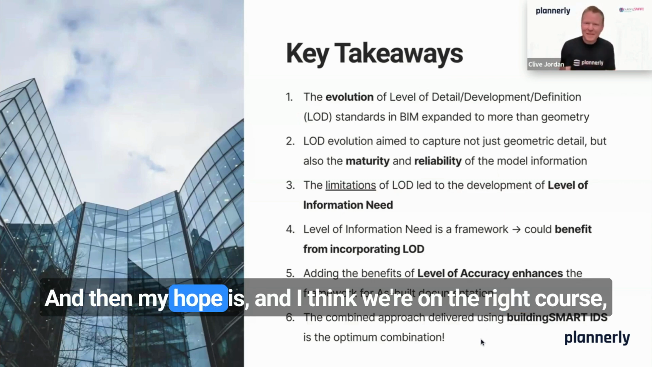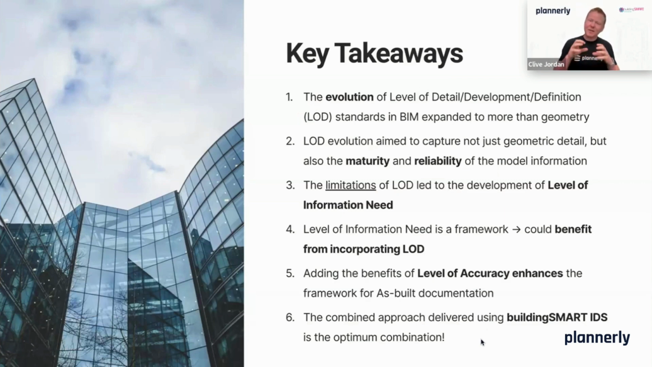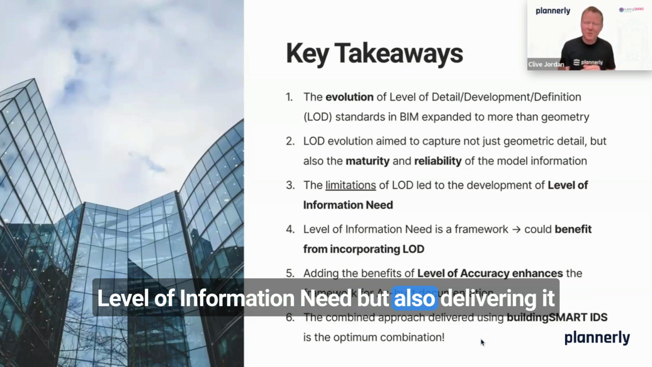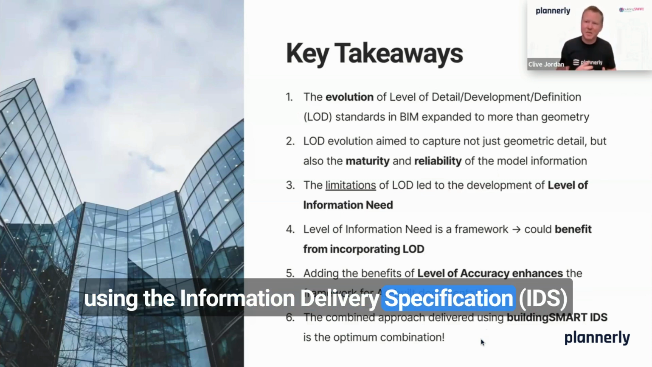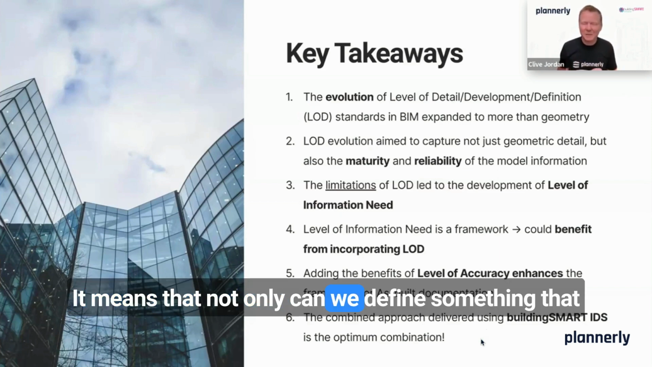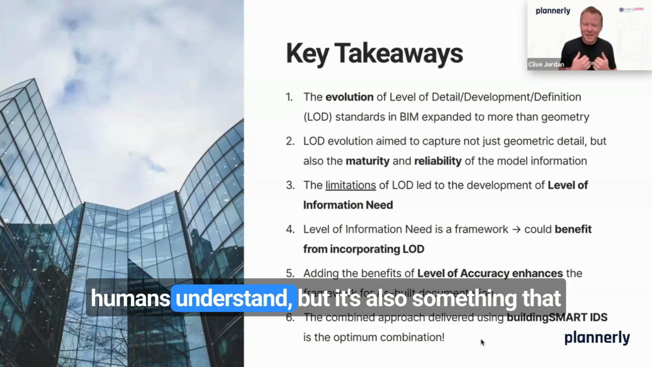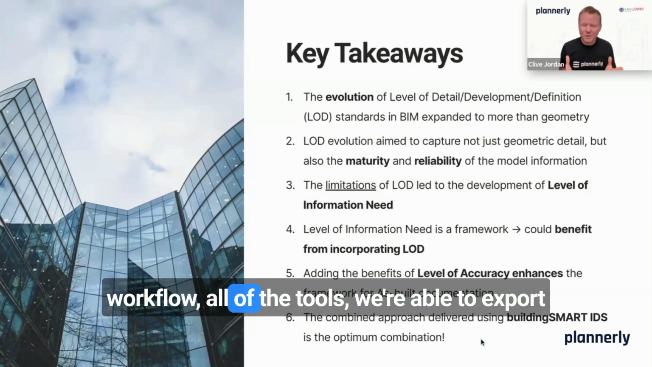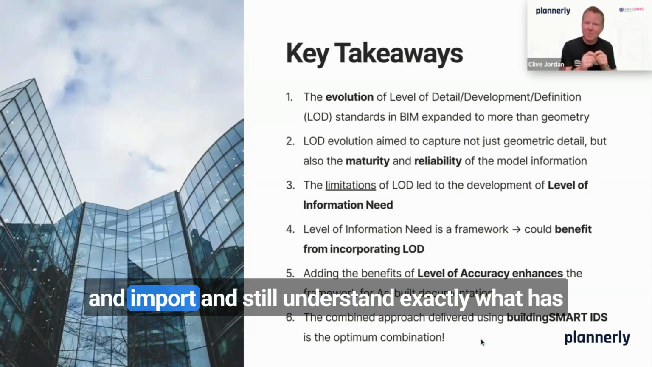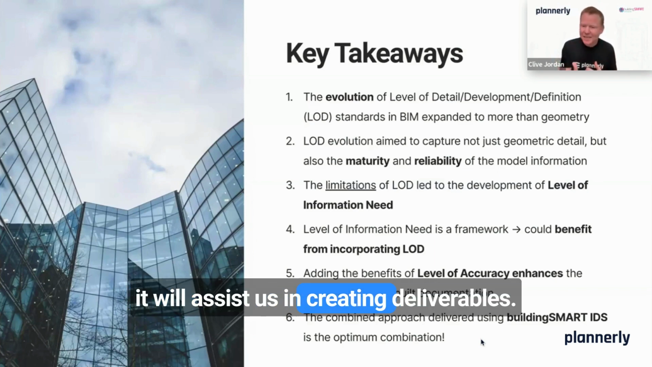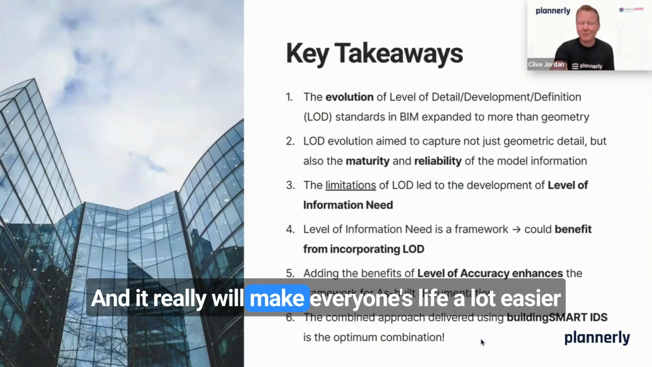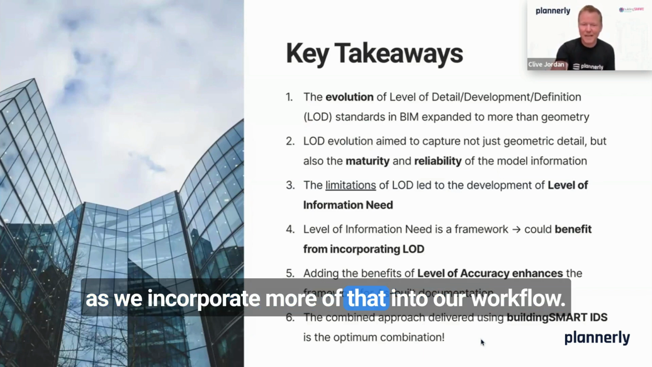And then my hope is, and I think we're on the right course, combining all of these aspects into the framework of level of information need, but also delivering it using the Information Delivery Specification. It means that not only can we define something that humans understand, but it's also something that all of the machines that we use in the BIM workflow, all of the tools, we're able to export and import and still understand exactly what has been required. It will assist us in creating deliverables. It will assist us in automatically checking those deliverables. And it really will make everyone's life a lot easier as we incorporate more of that into our workflow.